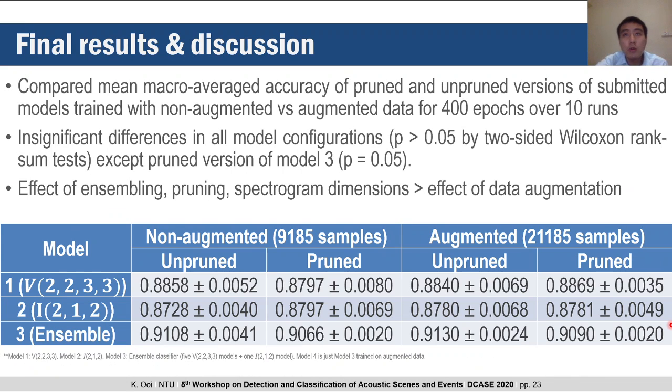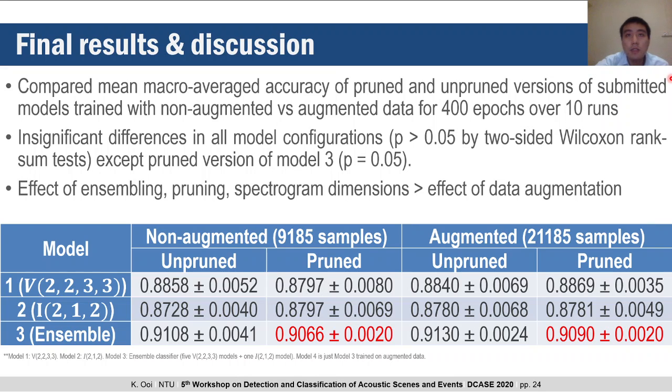Lastly, we also looked at the effect of the data augmentation method on both the pruned and unpruned models. The table on this slide summarizes the mean macro averaged accuracy for the pruned and unpruned versions of our submitted models when trained on the augmented versus non-augmented data. Model 4 for our submission is actually just Model 3 trained with augmented data, so its results are on the bottom right here of the table, and that's why we don't have an additional row for it.